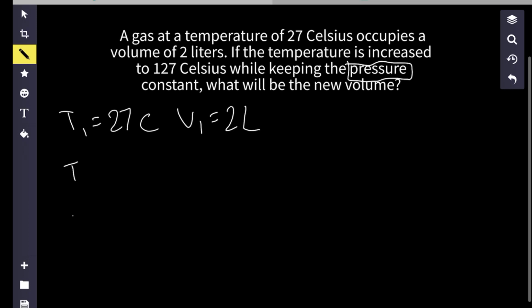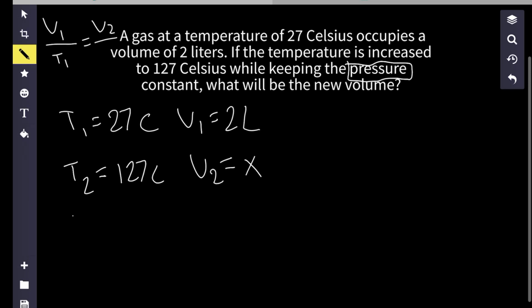Now, we increase the temperature to 127 degrees Celsius. And we want to find out what our volume is. Now, based on this, what formula do you think we're going to use? We have temperature and volume. Therefore, we're going to use Charles's law: V1 divided by T1 equals V2 divided by T2.